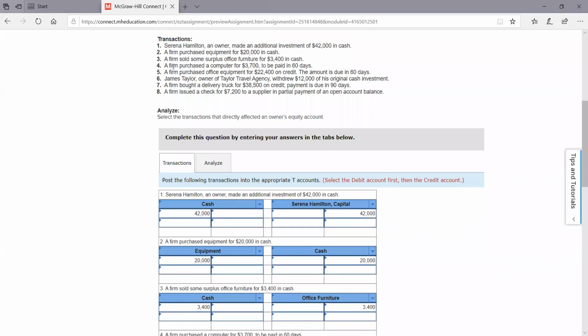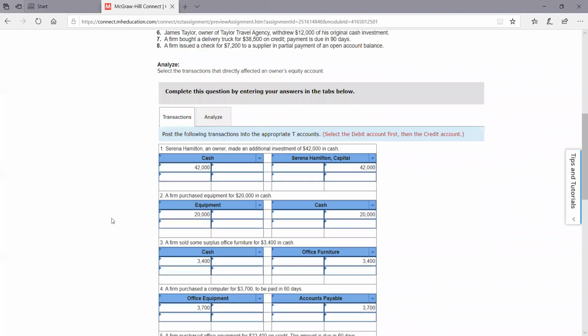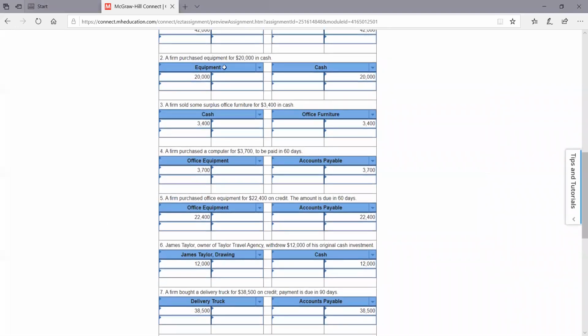Let's see, number 5 says that they bought office equipment for $22,400 on credit. And again, on credit is the same thing as accounts payable. So you're going to increase an asset for $22,400, you're going to debit it, and then you're going to increase your liability account for the same amount of $22,400. So let's show you that. Here it is down below. You've got the debit there for office equipment and then the credit to accounts payable.